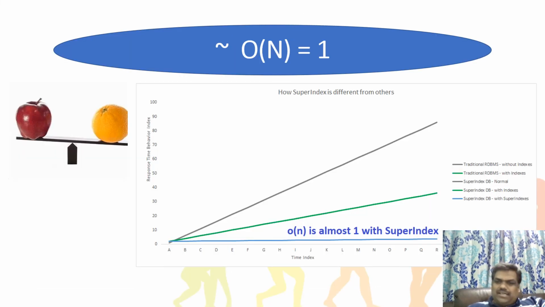Yep, it's a picture-based comparison. See, O of n is almost 1 with SuperIndex DB. Traditional RDBMS without indexes goes to very high response time behavior. Traditional RDBMS with indexes maintains something different. SuperIndex DB also maintains the same. But when we have the SuperIndex option, the response time is flat.